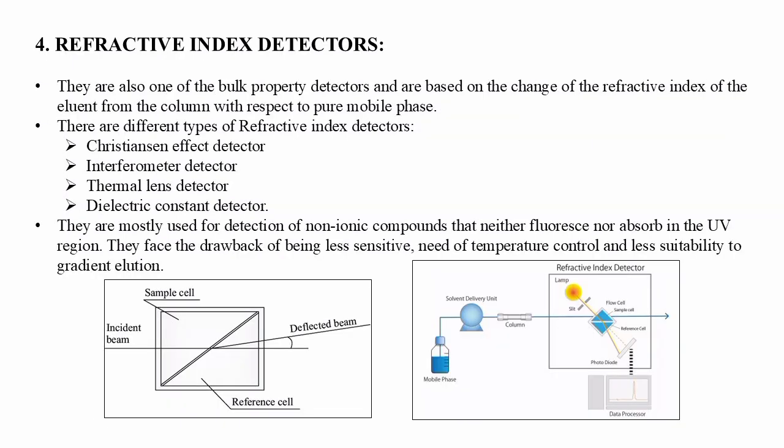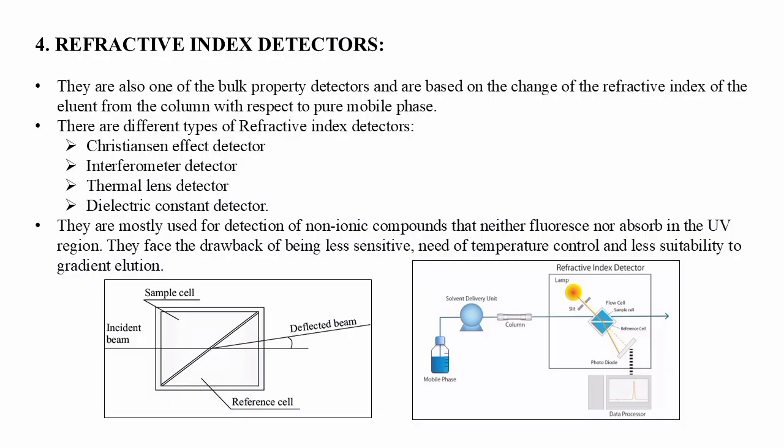The fourth one is refractive index detectors. They are also one of the bulk property detectors and are based on the change of refractive index of the eluent from the column with respect to pure mobile phase. There are different types of refractive index detectors: Christiansen effect detector, interferometer detector, thermal lens detector, and dielectric constant detector.